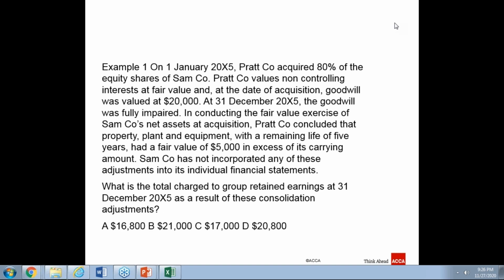Pratt acquired 80% of the equity shares of Sam. Goodwill was fully impaired. Conducting the fair value exercise of Sam and its property, plant and equipment with the remaining life of 5 years. Pratt. This is the question.